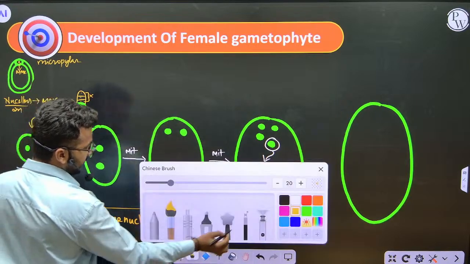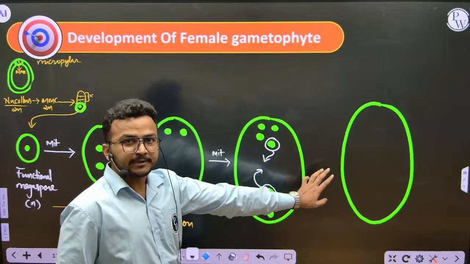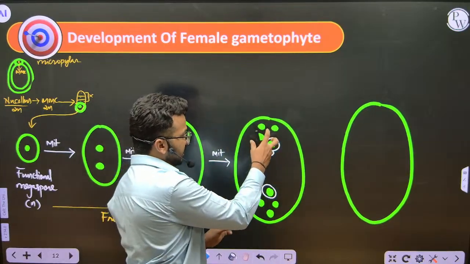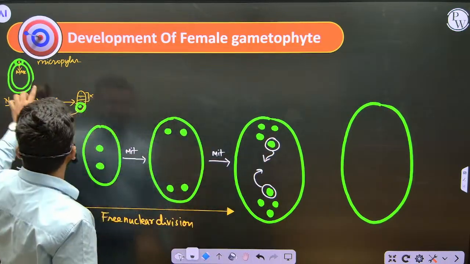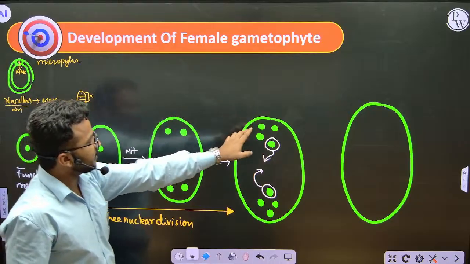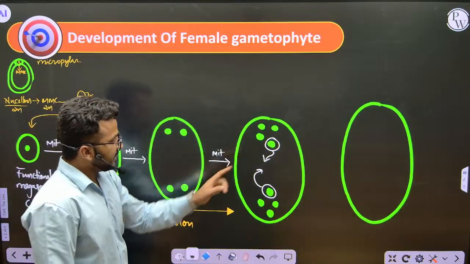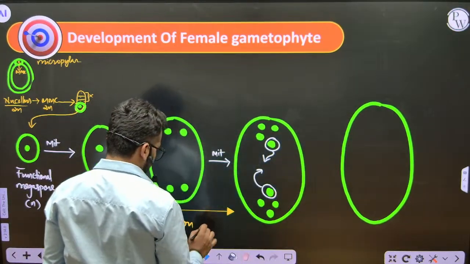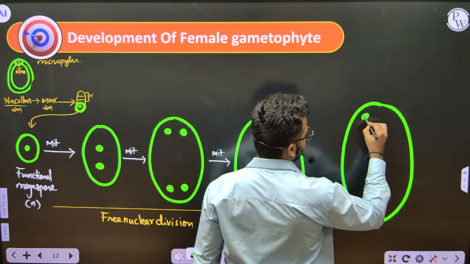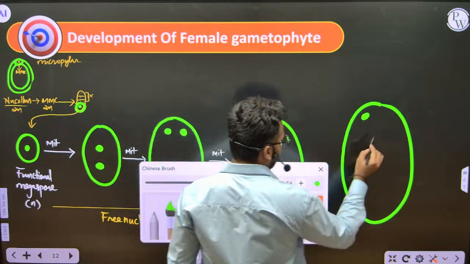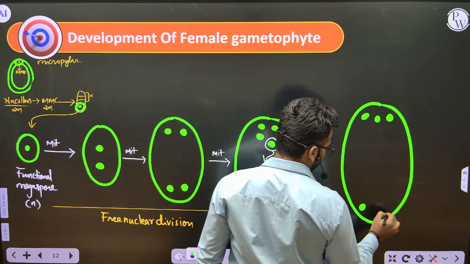Here you can see that free nuclear division has taken place. Now there will be a transformation. 4 nuclei are there at this end and 4 nuclei at this end. This is the micropylar end, and this is the chalazal end. At the micropylar end, three nuclei gather together, and at the other end there are also three nuclei.